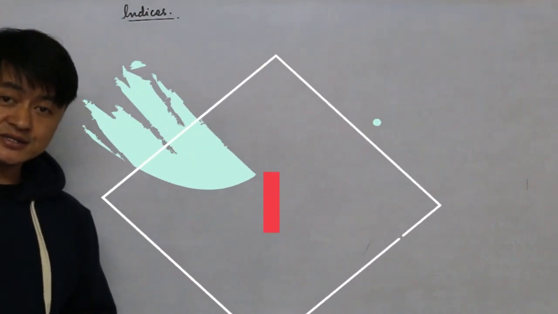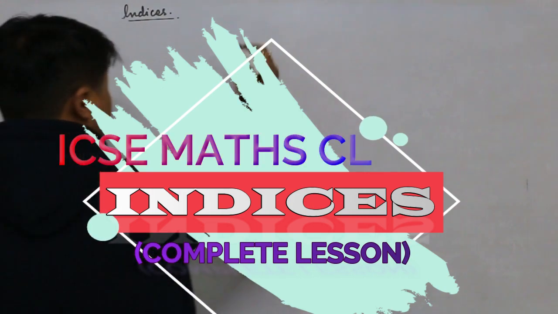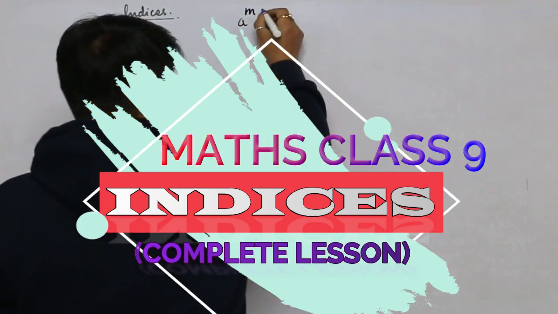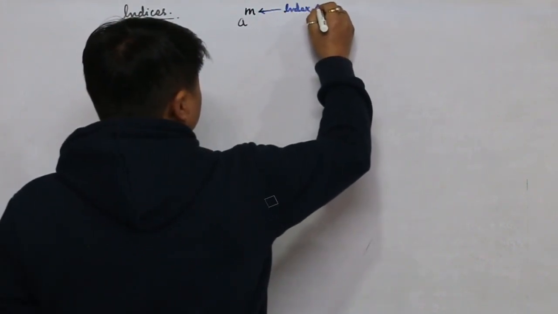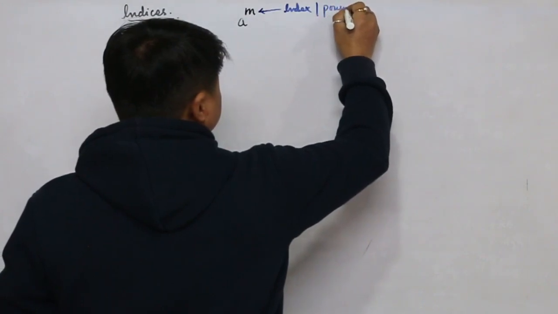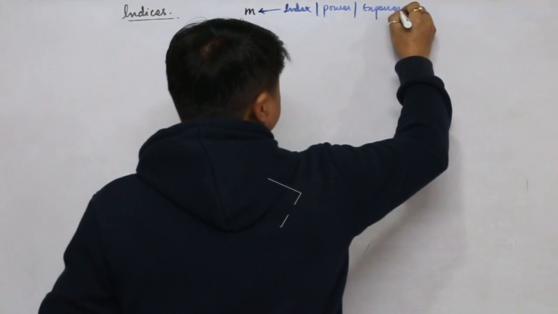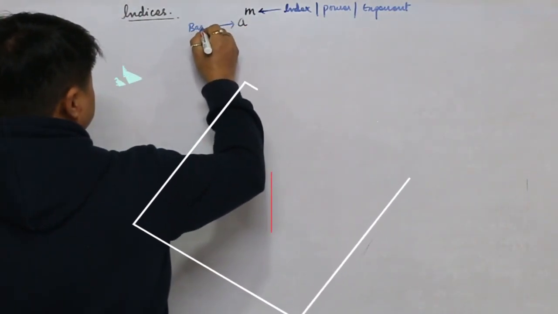Hello, today we are doing class 9 mathematics and the chapter we'll do is indices, and the form of writing indices is a to the power m, where m is your index or power, or we can also call it exponent, and a is our base.